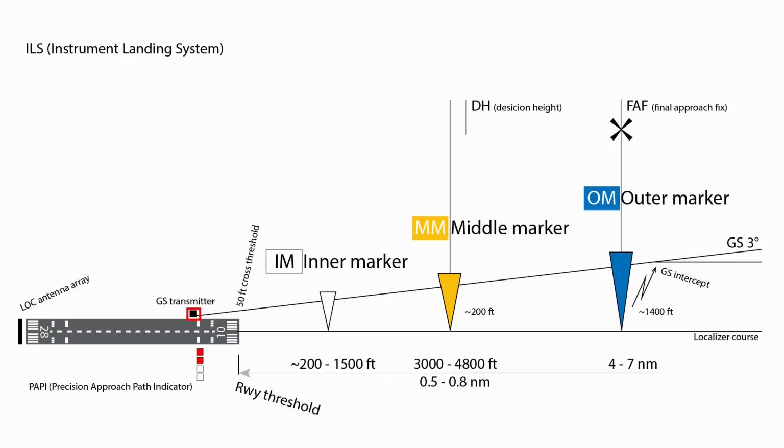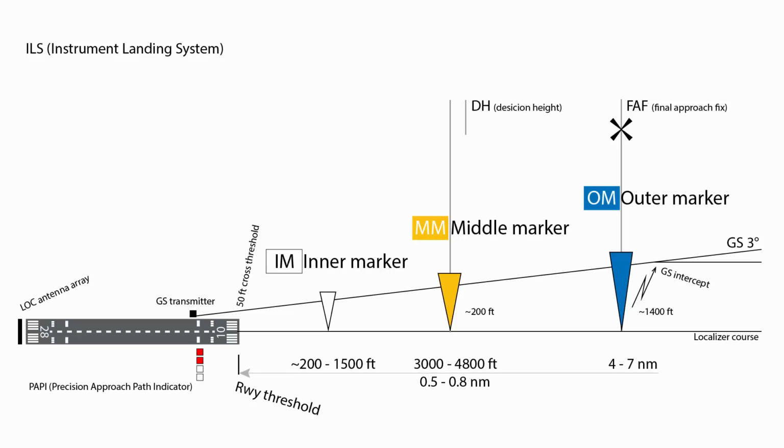The glide slope transmitter is located somewhere after the beginning of the runway threshold and sends the glide path signal that can normally be intercepted from 10 nautical miles. On the ILS course, there are a maximum of 3 marker beacons: outer, middle and the inner marker. Sometimes there are no inner or middle markers.